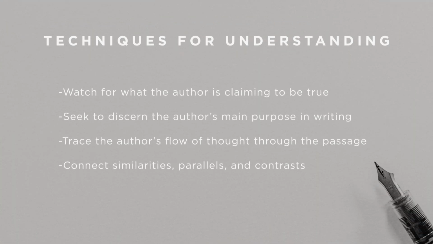In other words, seeing the text means humbly coming before the words of the passage and observing as objectively as possible all of the elements at play. When we do this well, we're set up for step 2, understanding. Understanding takes us one step deeper by asking, what does the text mean? In this step, we do things like watch for what the author is claiming to be true. We seek to discern the author's main purpose in writing in the first place. We trace the author's flow of thought through the passage. We connect similarities and parallels and contrasts.